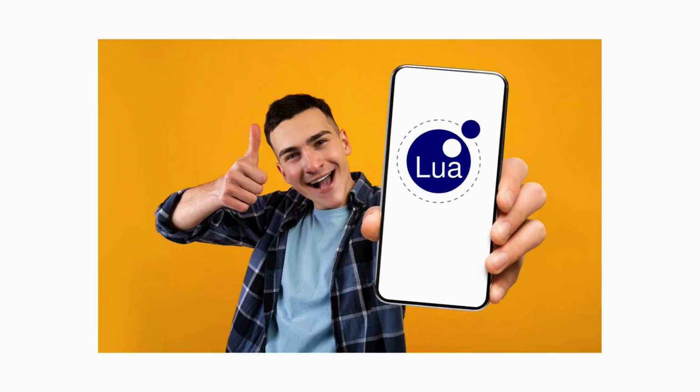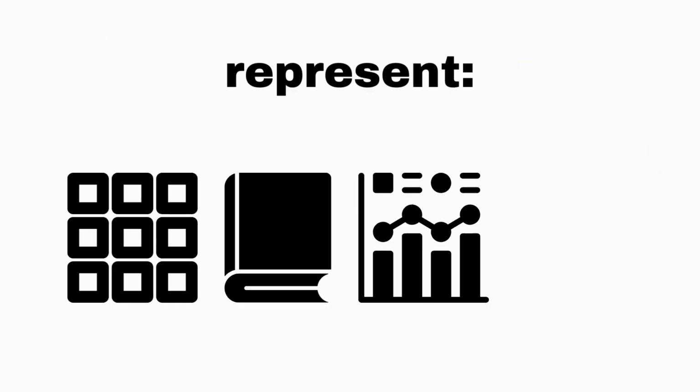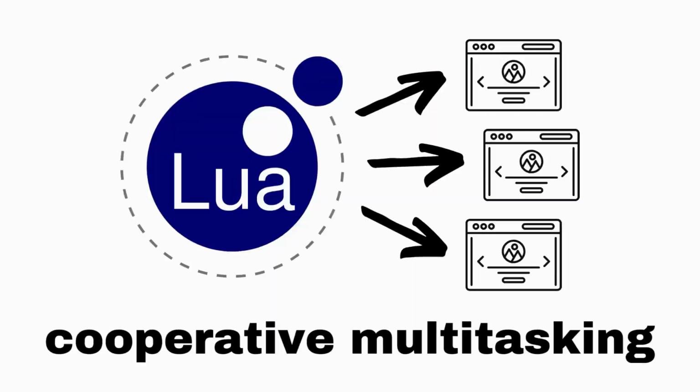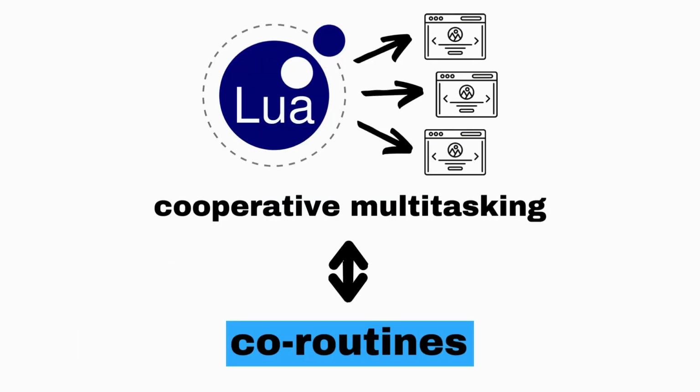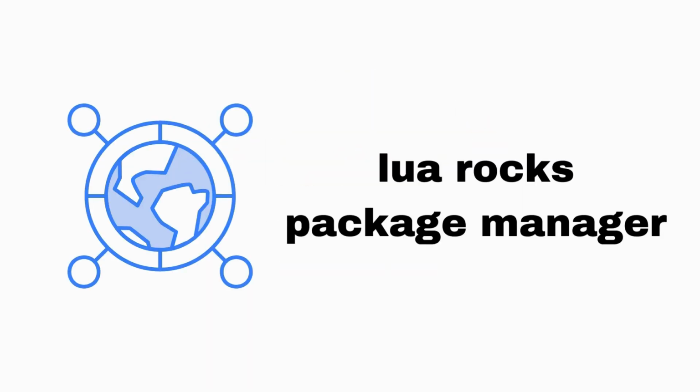Because the language is embedded into the base game, it's easy to learn because it has only 21 reserved words and has only one data structuring mechanism called a table that can represent arrays, dictionaries, graphs, trees, and more. It also supports cooperative multitasking with coroutines. Its standard library is very minimal, but it does have a large ecosystem of packages with the LuaRocks package manager.